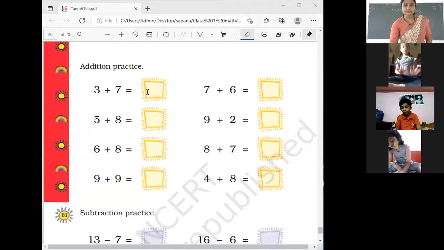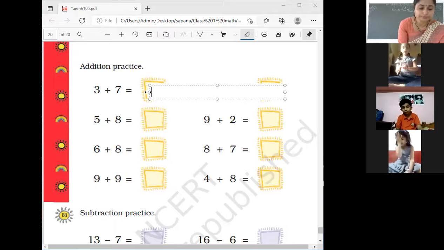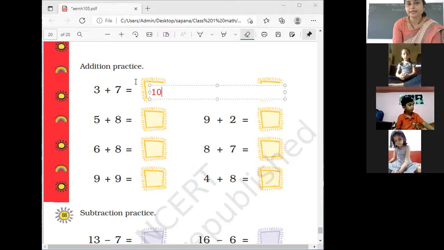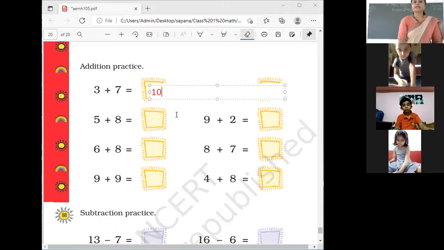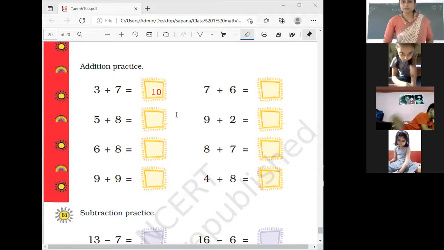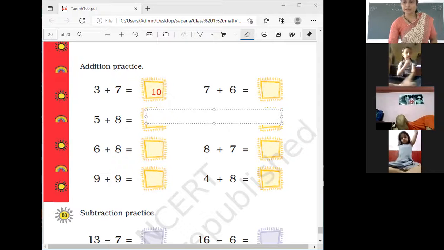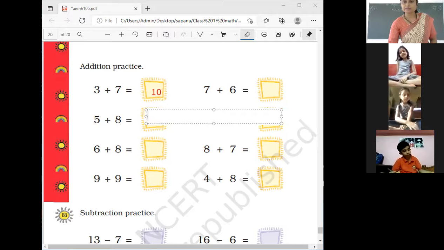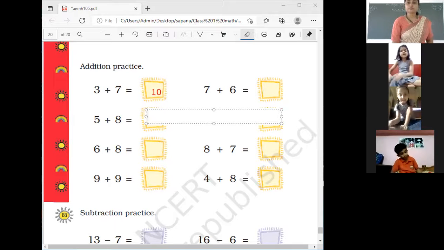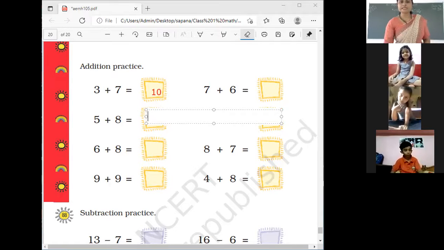3 plus 7 is equal to 10. Who gives me the answer for 5 plus 8? Okay, Manya, give me the answer. 13, ma'am. 5 plus 8 is 13. 8 plus 5 is equal to 13.